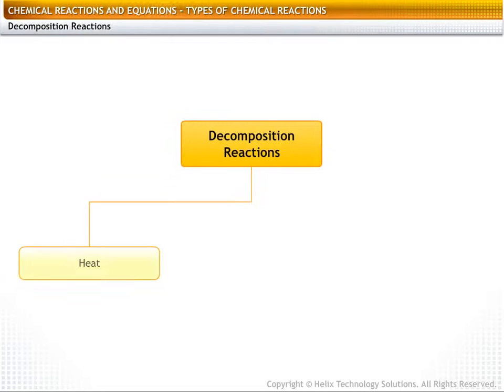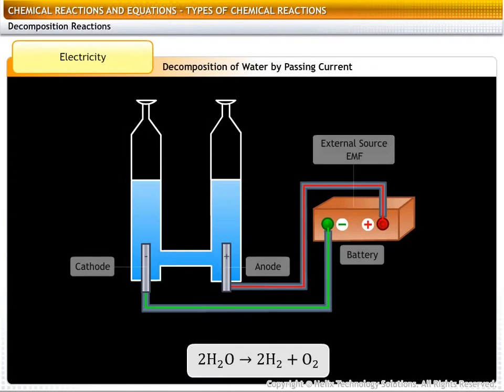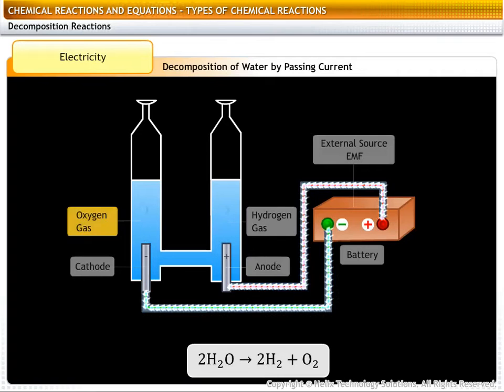Decomposition of a substance by passing current through it is called electrolysis. For example, when electric current is passed through acidified water, it decomposes to give hydrogen gas and oxygen gas.